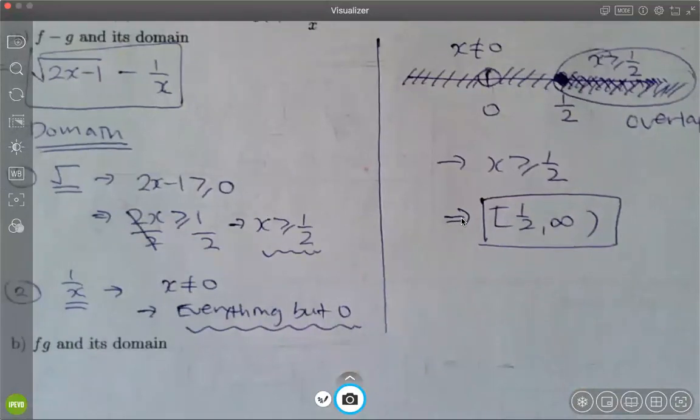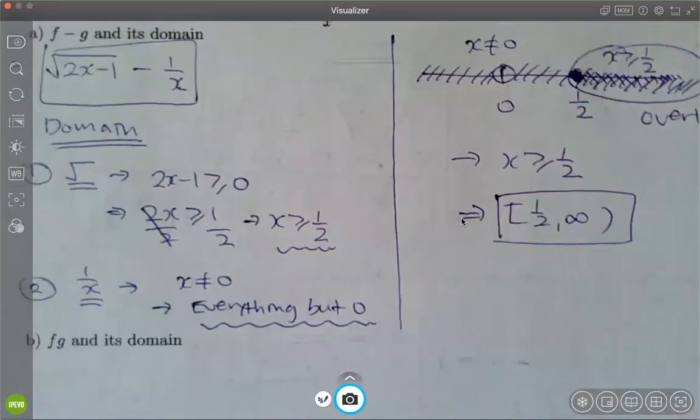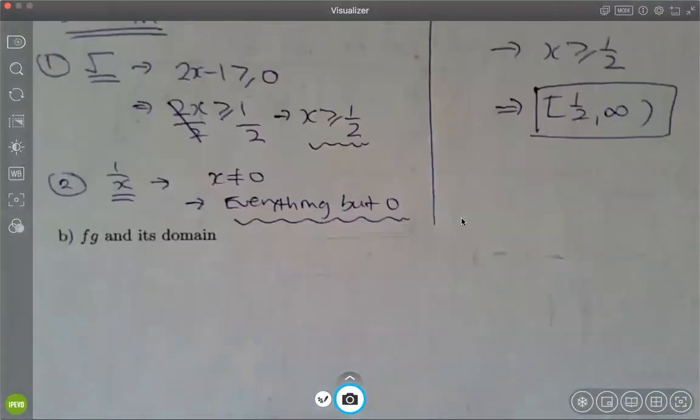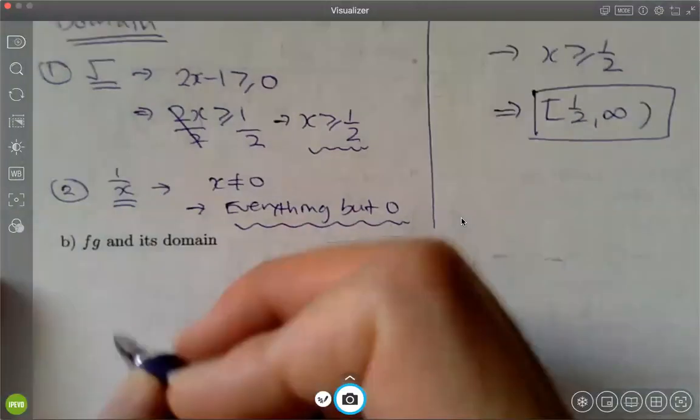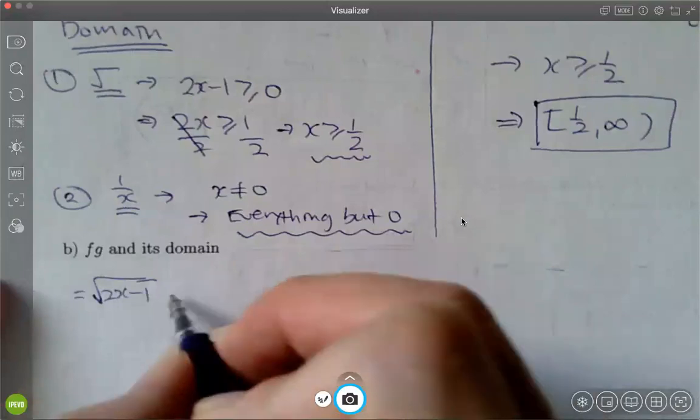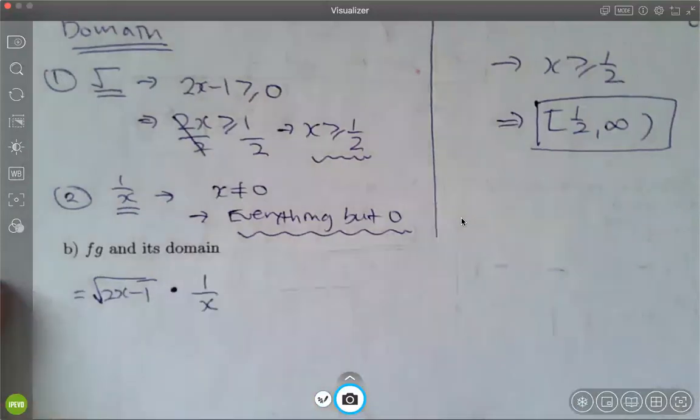So now, look at part B. It's FG and its domain. Okay, so FG. So this means f of x, which is square root of 2x minus 1, times 1 over x, right? Now, I claim that there is a way to rewrite this. Can you see how to multiply or how to simplify this product?